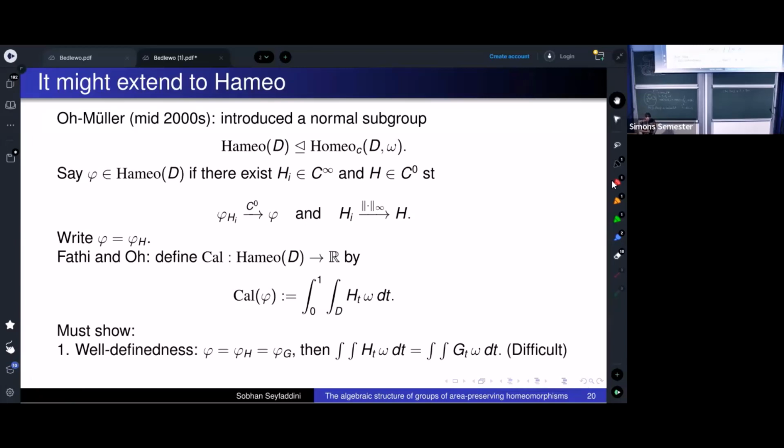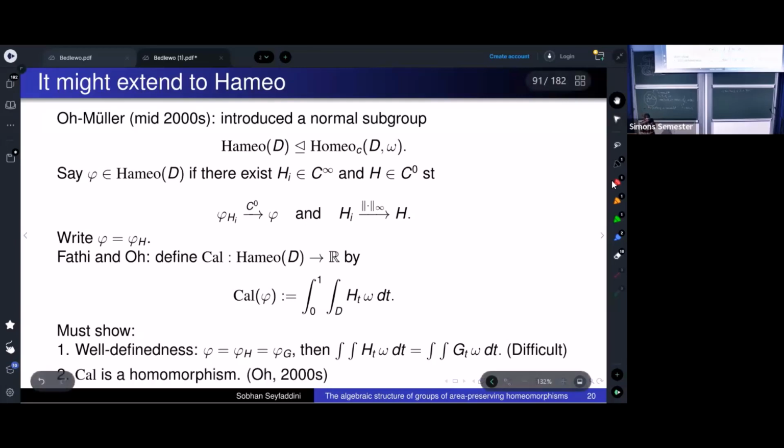What do we have to do? You have to take a phi. It might have two different Hamiltonians associated to it, so let's call them H and G. Then you have to show the average of H is equal to the average of G. Hamiltonians are associated to phi via this limiting process that goes into the definition. This turns out to be the difficult part of the story. In the smooth setting, this was a minor miracle, a rather simple but clever computation. But to show this in the C0 setting turns out to be quite hard.